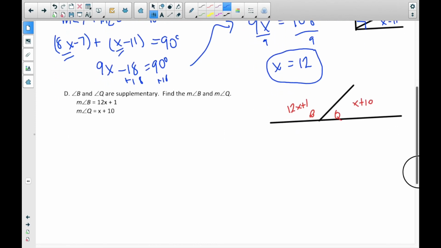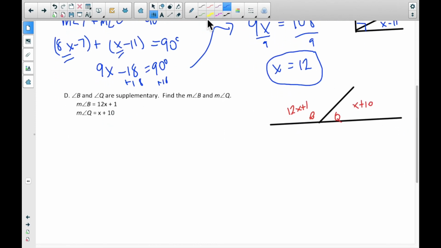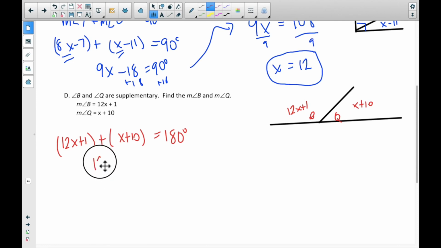Okay, so let's go back down to letter D, the one we were working on a second ago. So we have this set up. In other words, 12x plus 1, x plus 10 equal 180. I just put those in parentheses so that you can see that those came from here. That's where they came from. And they are supplementary. Supplementary is 180. So if I add my like terms, that's going to give me 13x plus 11.